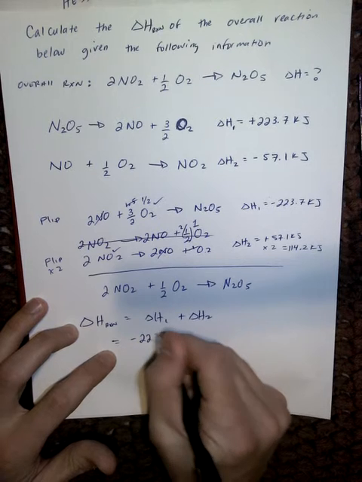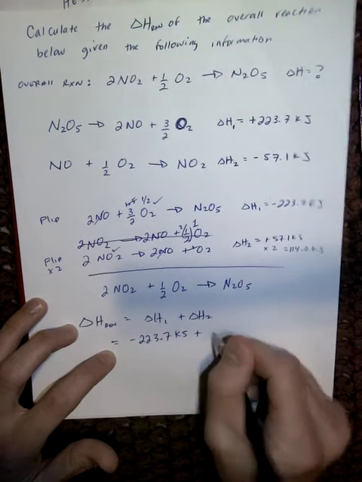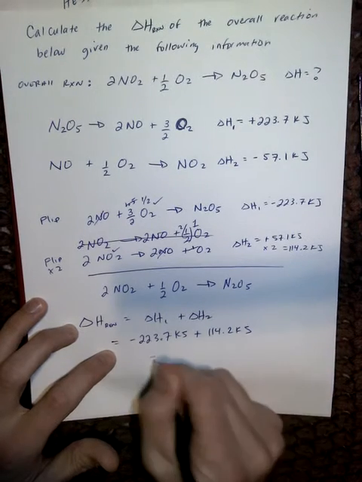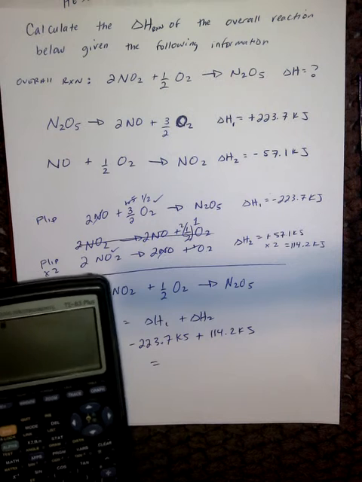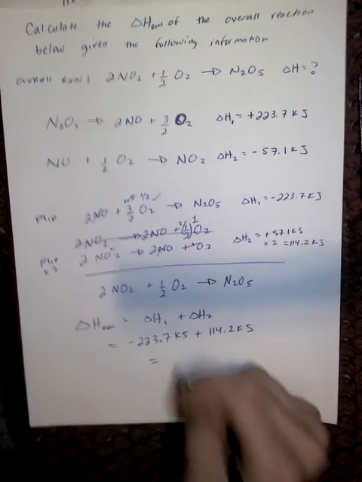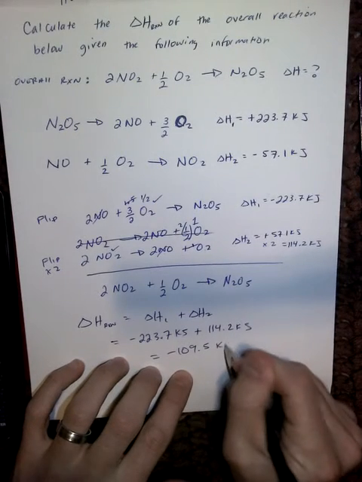Negative 223.7 kilojoules plus 114.2 kilojoules. And my answer, let's break out the calculator, gives me negative 109.5 kilojoules.